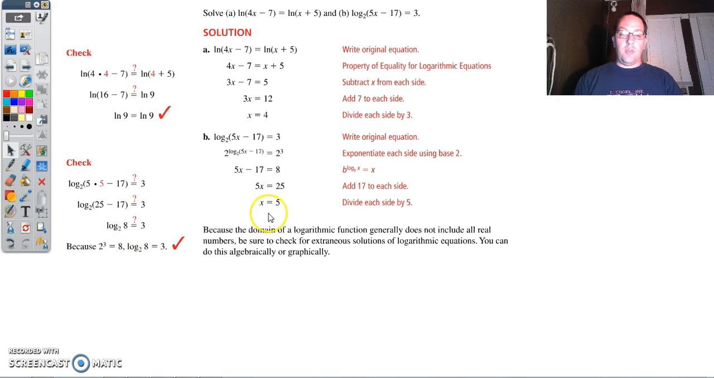But you do need to take these and plug these in, especially when you have some minus stuff going on here. If you have negatives, you need to plug that in. Make sure that the argument comes out as a positive. If the argument is positive, probably okay. If the argument comes out as a negative, though, it doesn't work. We cannot take the logarithm of a negative number.